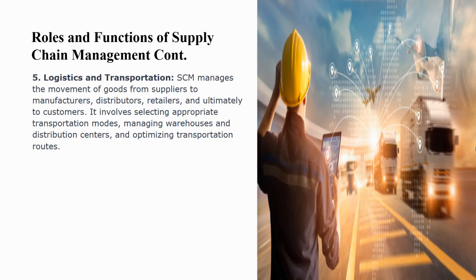Then we have number 5, logistics and transportation. Logistics and transportation is another critical role and function of supply chain management. And this involves managing the movement of goods from suppliers to manufacturers. Of course, suppliers who give raw materials will have to move the raw materials from where they are to the manufacturers so that they can manufacture it into finished product. So the raw materials come from the supplier to the manufacturer or the producer, and then the producer receives them and transforms the raw materials into finished products.